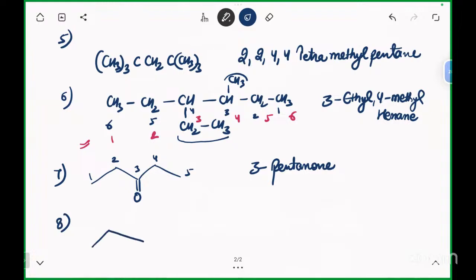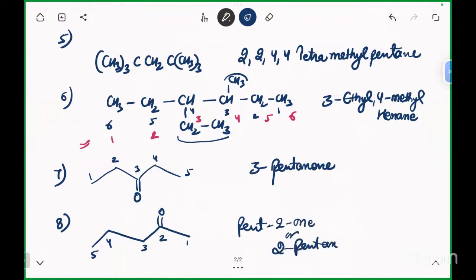And we can make more structures like this, double bond O. We have to count the number of carbons again: 1, 2, 3, 4, 5 carbons are there, so we use pentane. And because of the presence of the double bond O, that is the ketonic group, pent-2-one, or you can write 2-pentanone. It will be correct. Both are correct. You can write it in any manner.